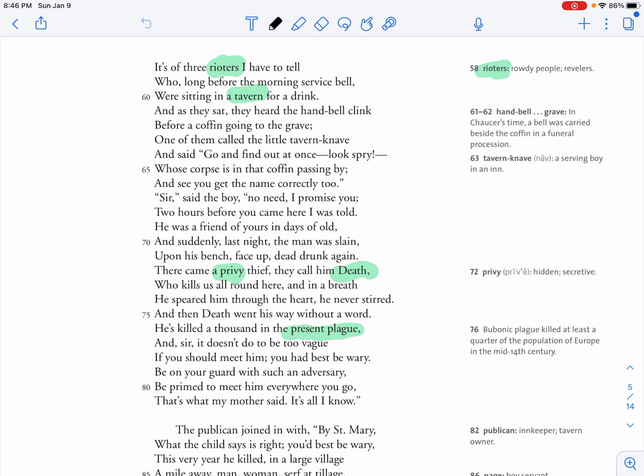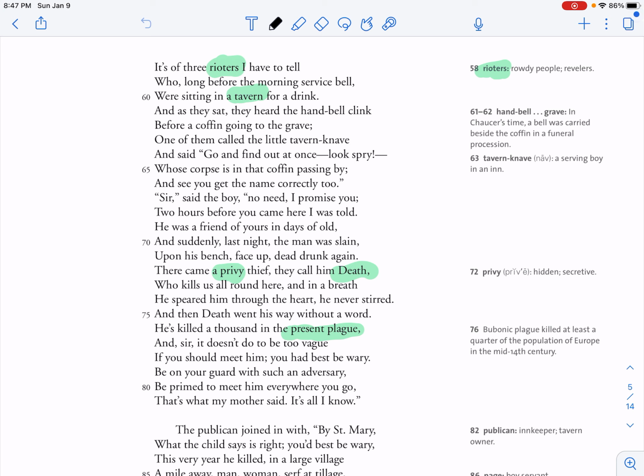Sir, said the boy, no need, I promise you. 2 hours before you came here, I was told he was a friend of yours in days of old. And suddenly last night the man was slain, upon his bench face up, dead drunk again. There came a privy thief, they call him Death, who kills us all round here, and in a breath he speared him through the heart. He never stirred, and then Death went his way without a word.